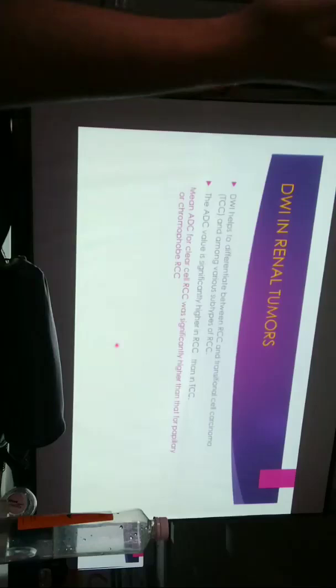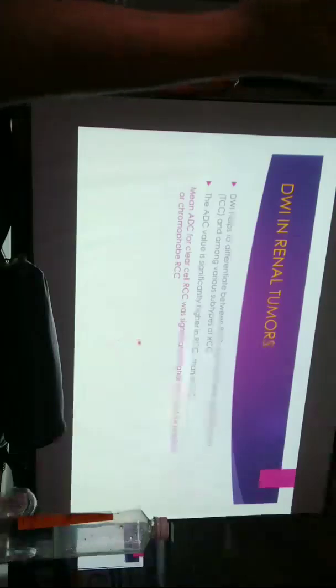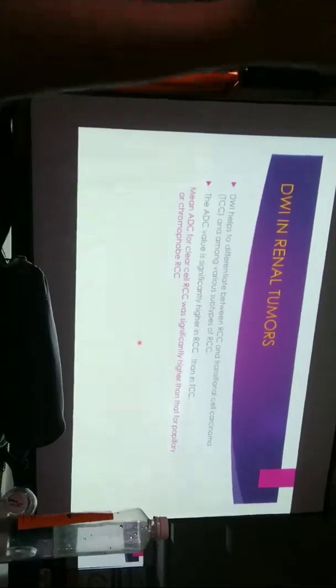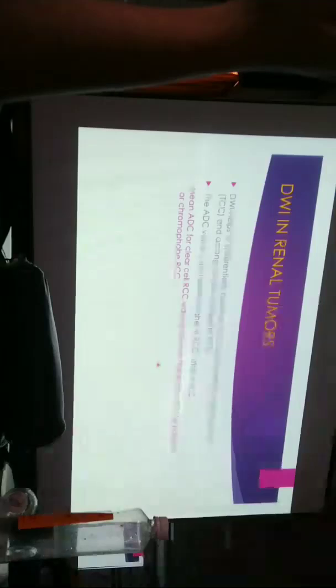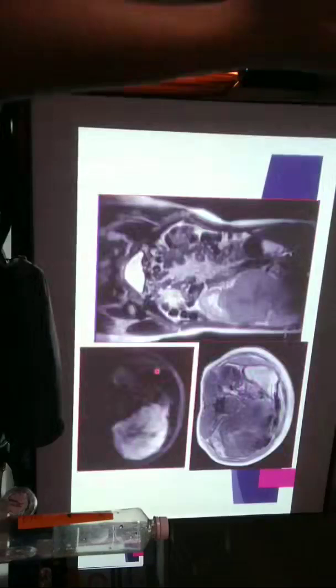As I mentioned before, diffusion-weighted imaging in focal renal lesions and renal tumors can be useful to differentiate RCC and TCC. The transitional cell carcinomas will have a relatively low ADC compared to the RCC. The mean ADC for clear cell renal cell carcinoma is relatively higher than for papillary or chromophobe RCC, which means that the restricted diffusion will be more in the case of a papillary or a chromophobe type of renal cell carcinoma.